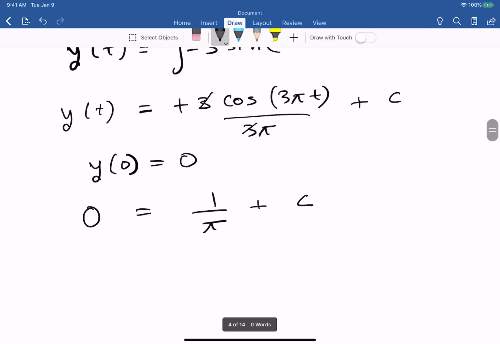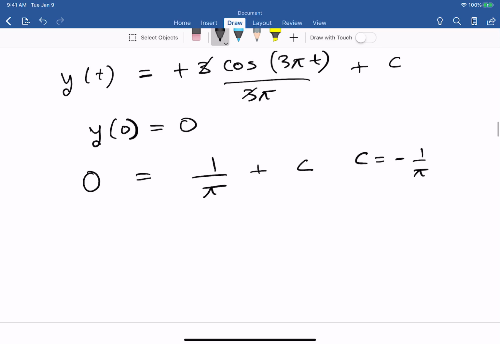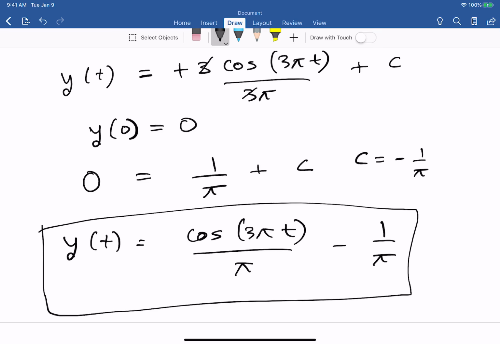And so from here you can solve for the constant of integration. So c is equal to minus 1 over pi. And if you plug that in, you get the final answer. y of t is equal to cosine 3 pi t divided by pi minus 1 over pi, which is exactly the correct answer. It matches the answer given on the slide.